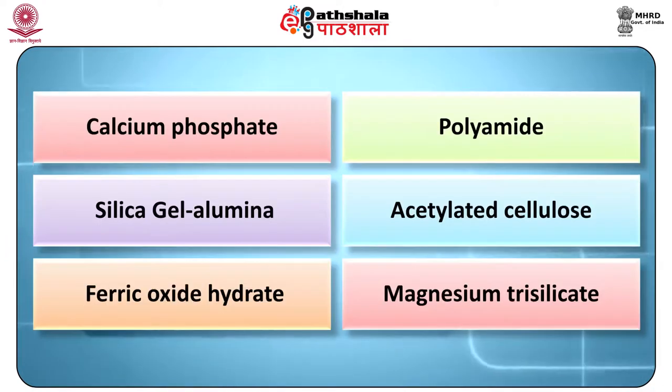Stationary phase. In TLC, the stationary phase is a solid adsorbent material coated using a particular solvent. These plates are available in the market in the form of pre-coated layers supported on glass, plastic sheets or aluminium foil. Popular coating materials are silica gel, alumina, cellulose powder and Kieselguhr. The selection of the stationary phase depends on the nature of the sample to be analyzed. Other stationary phases include calcium phosphate, polyamide, acetylated cellulose, ferric oxide hydride and magnesium trisilicate.